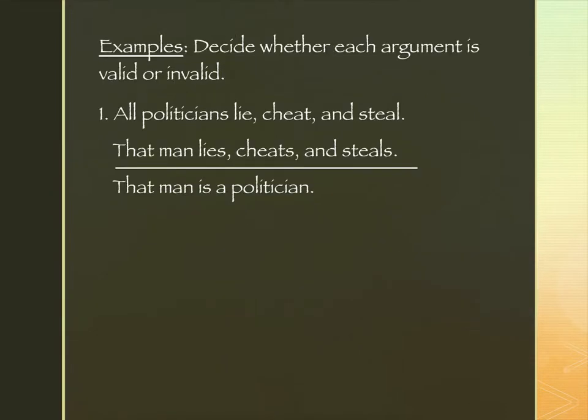Okay, so the directions say to decide whether the argument is valid or invalid. And what happens is they give us 3 sentences generally. Sometimes they might give us more. We'll have one example where they give us more. The first 2 sentences are givens. These are given statements. They're assumed to be true. And the question is does this follow?